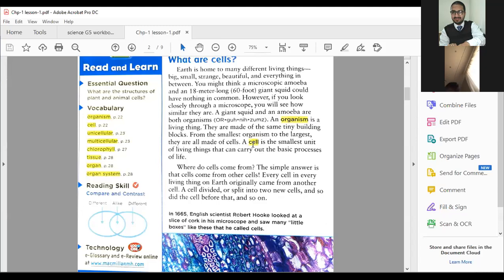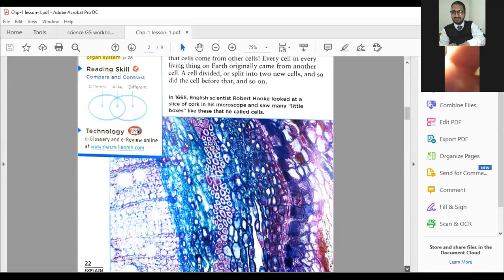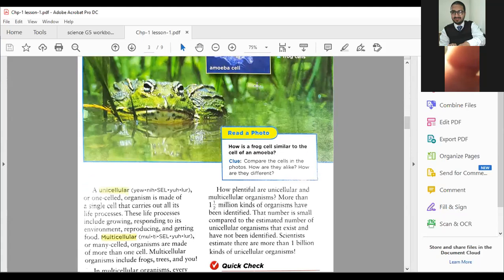So what is a cell? The smallest unit of living thing we name as cell. After that, when we finish these two headings, we also learn and discuss multicellular and unicellular. So let's see their slides.